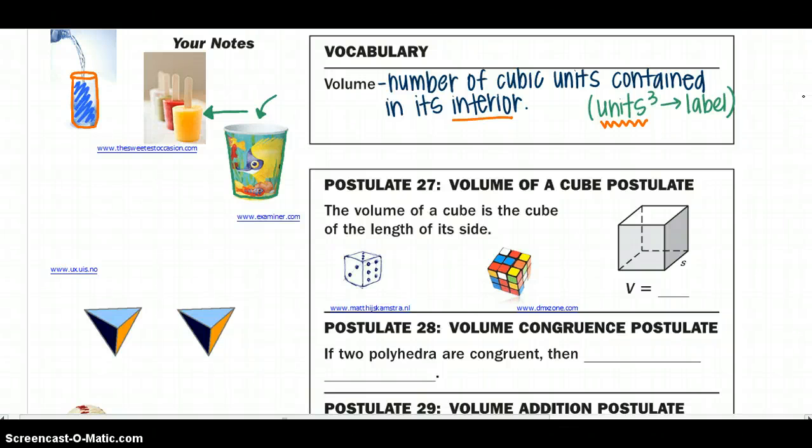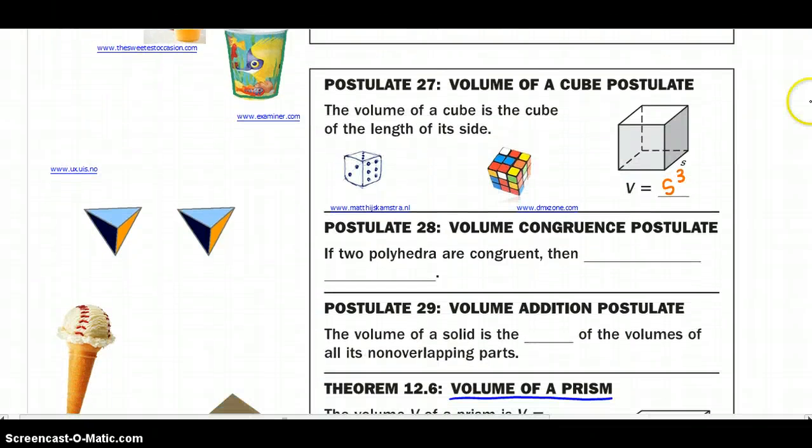Our first postulate, Postulate 27, is the volume of a cube: the volume of a cube is the cube of the length of its sides. So we're going to say our volume equals our side cubed. Two things I think of as cubes are a dice, finding the volume of the dice, or maybe a Rubik's Cube that we've played with before.